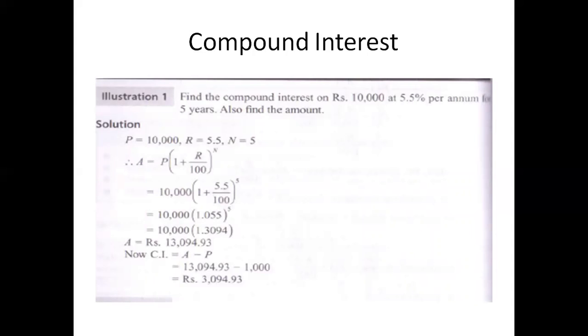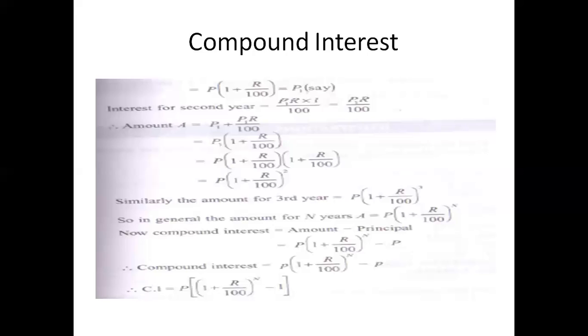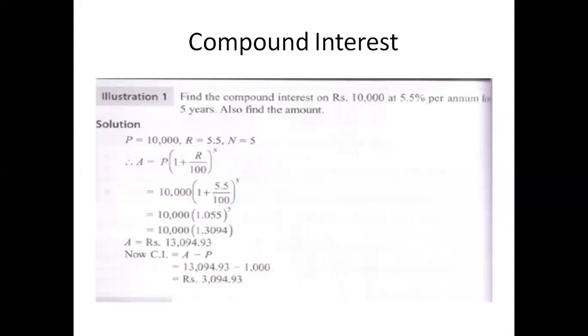Now we find the compound interest on 10,000 at 5.5% per annum for 5 years, and also find the amount. You can see the compound interest formula, P into (1 plus R by 100) to the power of n, minus 1. This is the whole formula. Here P is equal to 10,000, R is equal to 5.5, and n is equal to 5.